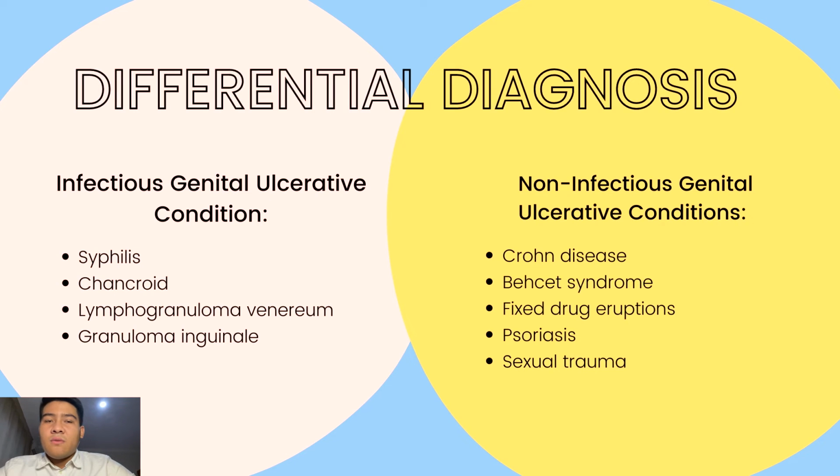In infectious disease, there are ulcerative conditions such as lymphogranuloma venereum, syphilis, granuloma inguinale, and chancroid. In non-infectious genital ulcerative conditions, there are Behcet syndrome, Crohn's disease, sexual trauma, psoriasis, and fixed drug eruption. HSV2 infection in the genital area is related to an increased risk of HIV infection. As a result, be aware that HIV testing may affect the therapy of HSV2.